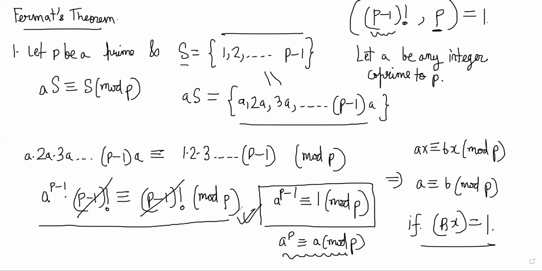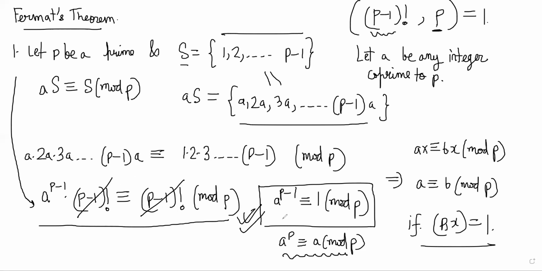Now we can also get, using properties of inverse, something called Wilson's theorem. So we'll see that now. You have understood this, no? How we got this? Okay.